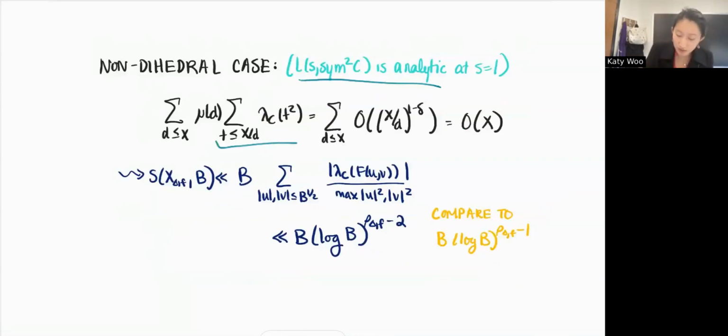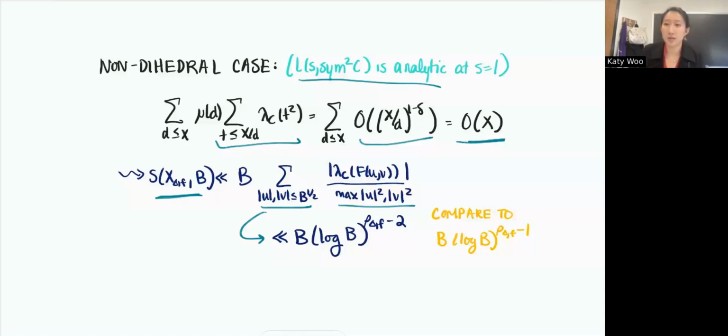And so then our inner sum has a power saving upper bound. And so we're looking at the sum of d up to x of x over d to the 1 minus delta. And so this will be bounded by O of x. And so as a result, our cuspidal contribution will be bounded by b times the sum over u and v of the size of the Fourier coefficient at f of uv over the maximum of u squared and v squared. And then you can apply a sieve for non-negative multiplicative functions along polynomial values to show that this is less than b times log b to the Picard rank minus 2.